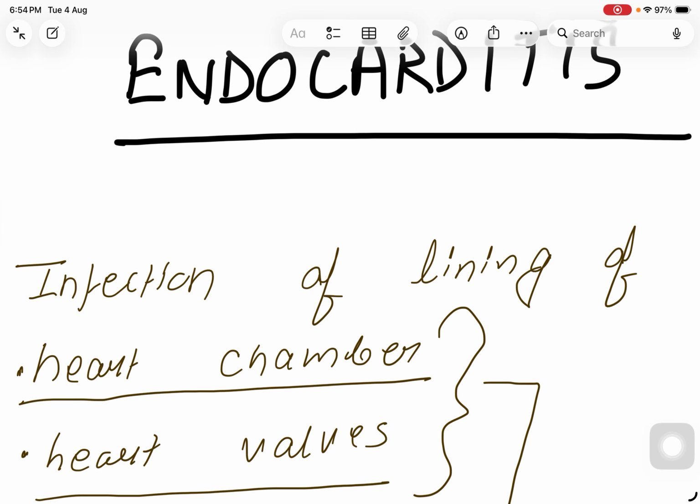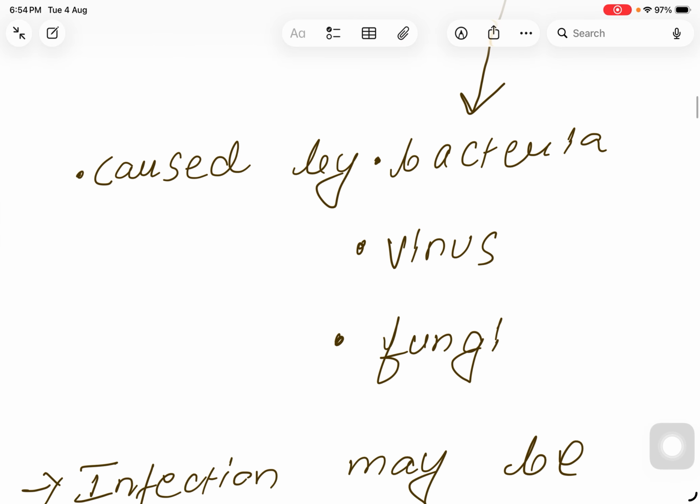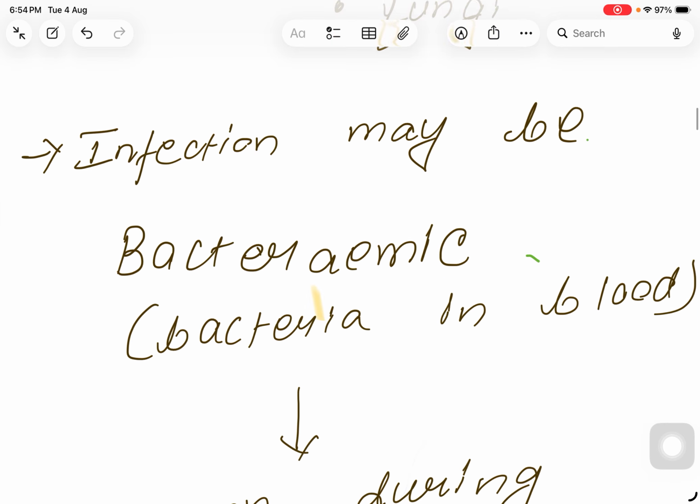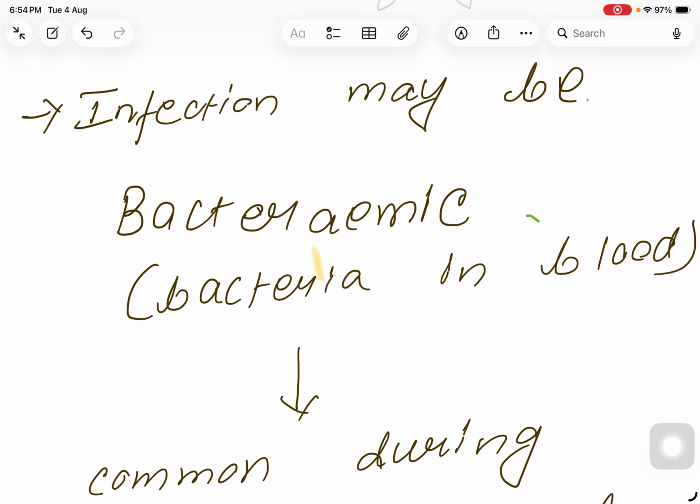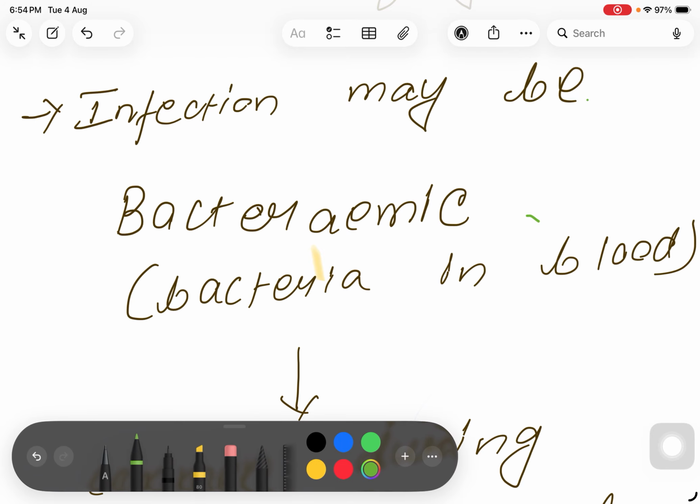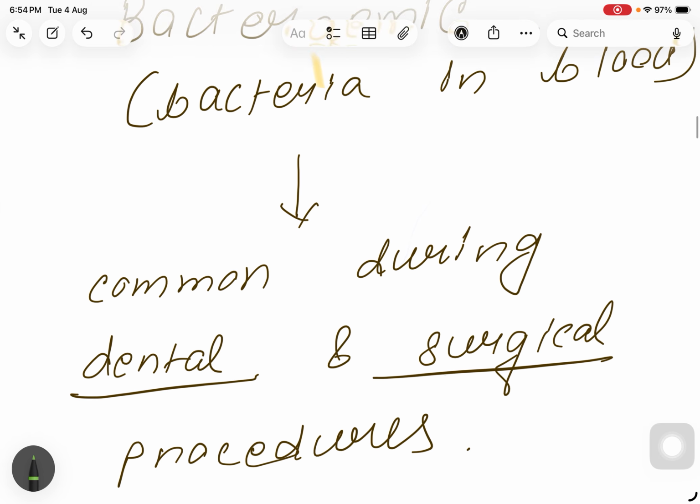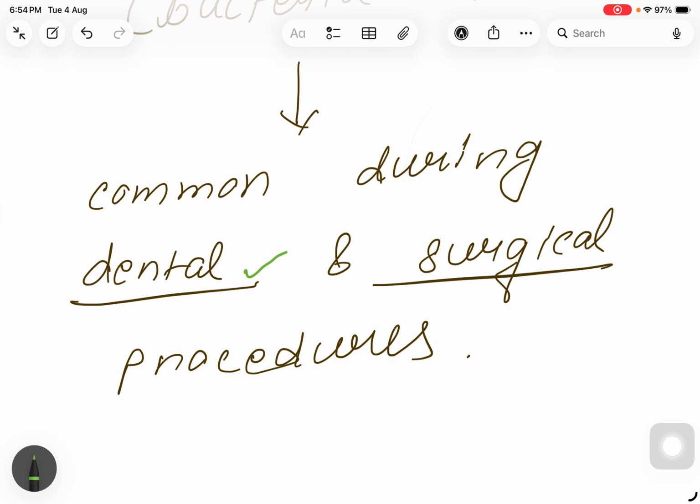When there is an infection of the lining of the heart chamber and the heart valves, produced by bacteria, virus and fungi, it is known as infective endocarditis. Okay. So infection may be bacteremic. Bacteremic means when the bacteria enters your blood, that is known as bacteremia. So infection may be bacteremic. That is common during dental and surgical procedures where there is direct connection of blood with the environment, with the oral environment.